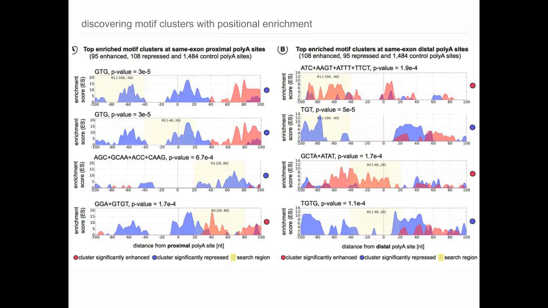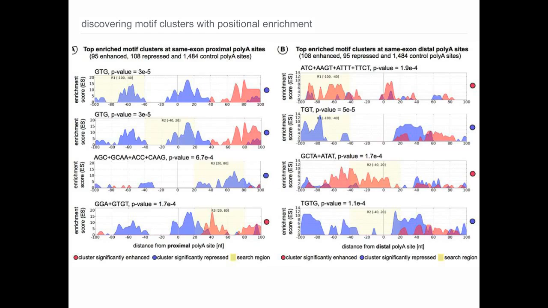And interestingly, when we plot this motif around the two types of sites, repressed or enhanced, we see that the region downstream of the cleavage site will have enrichment at the enhanced sites. So again, consistent with what we've seen with the iCLIP data.